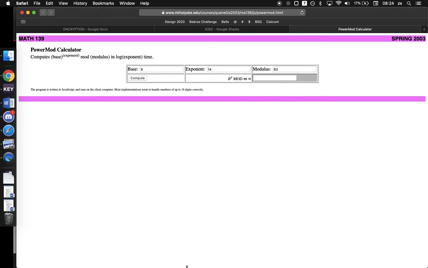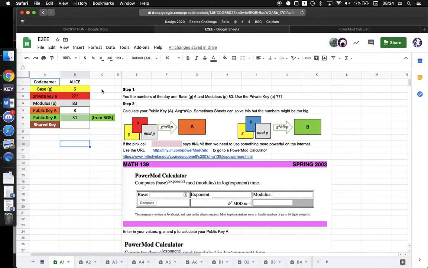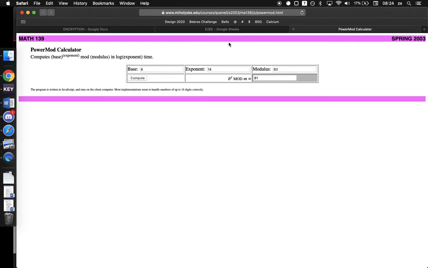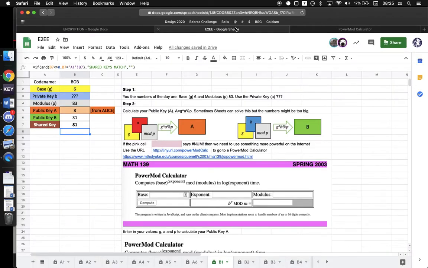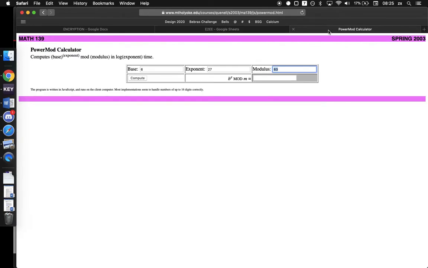So, Bob's was 14, so his was 81. Oh, that's less good. Okay, so Bob got 81. And then Alice is going to replace... So, Alice's would have looked like this. 27, that's what she had. And then she's going to enter in Bob's number of 31. And they both get 81.